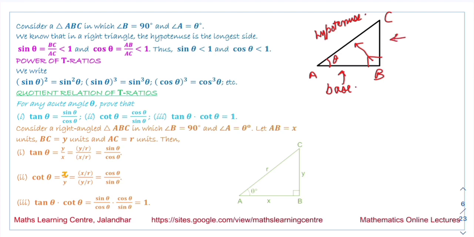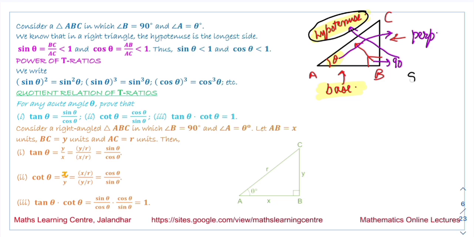I am repeating this again and again so that you keep it in mind: if angle theta is there, then these two are the hypotenuse and base, and the side opposite to theta is the perpendicular. The side opposite to the 90 degree angle is the hypotenuse, and the side opposite to the angle theta is called the perpendicular. The hypotenuse is the longest side of the triangle. This thing we already know.